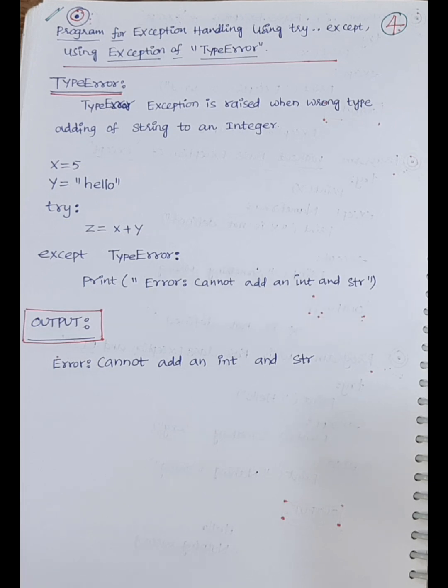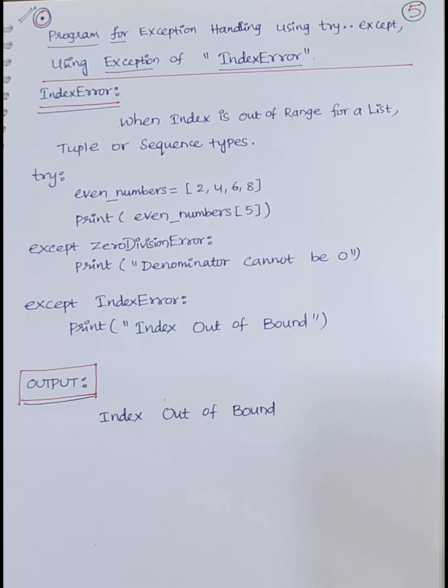Whatever we want, we can give our own message in this. It's not possible to add two different types. Whatever we want, we can write in the print. Here, what I wrote is: error cannot add an integer and string. That's my output. Next program is using the exception of IndexError.